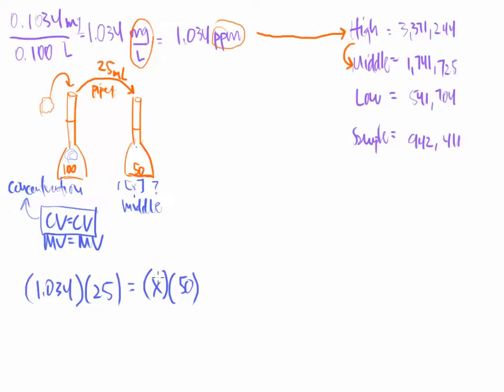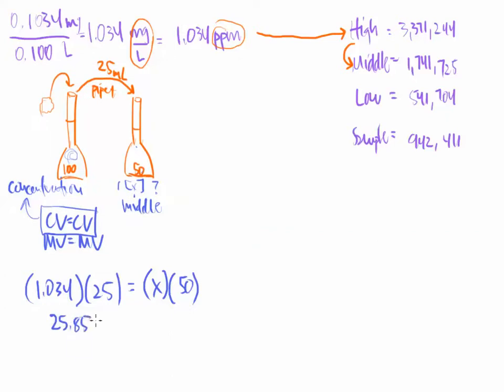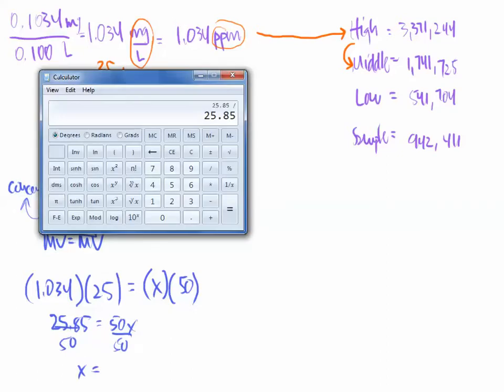Okay, so now I know all the pieces to the puzzle. And I just need to go in and I just need to solve this. So 1.034 times 25 is 25.85, and that's equal to 50x. And then to solve for x, this is 50 times x. I do the opposite of, so I divide. So x is equal to, divided by 50, 0.517.